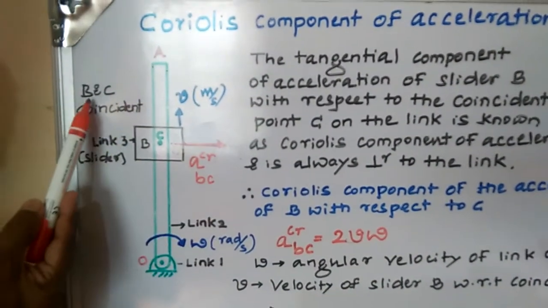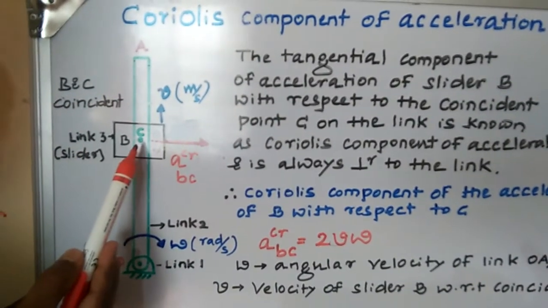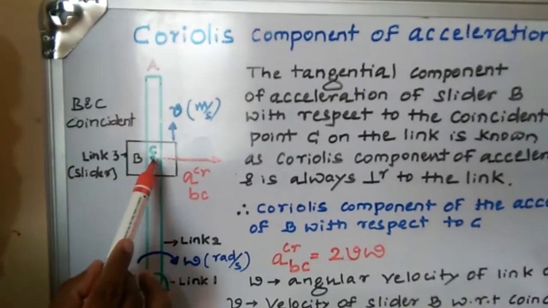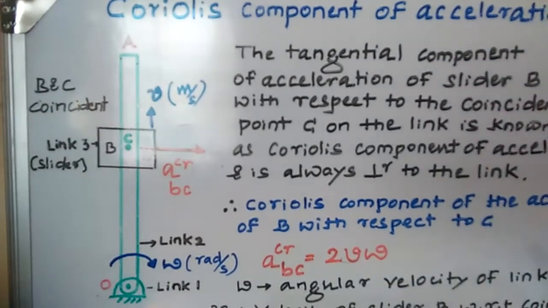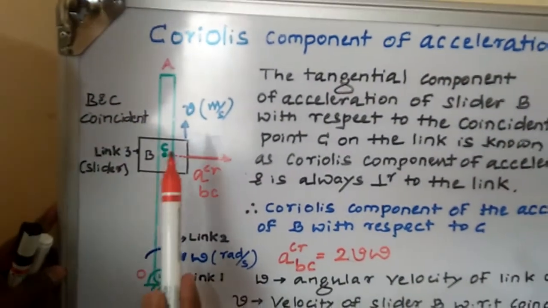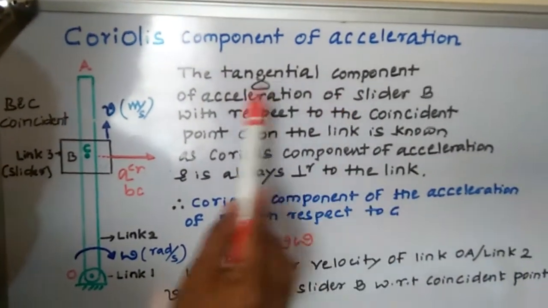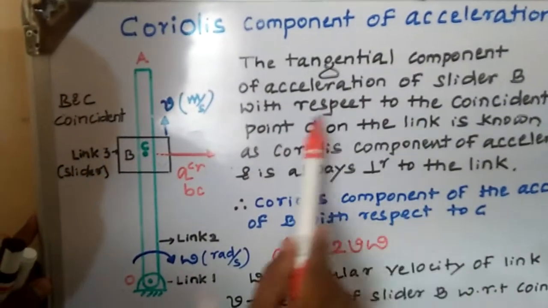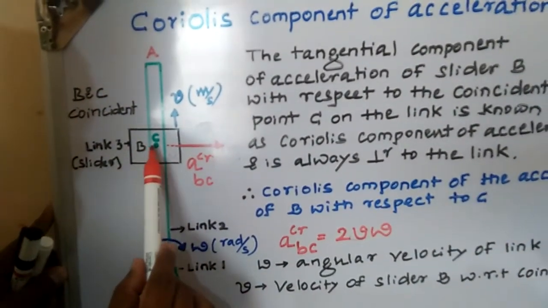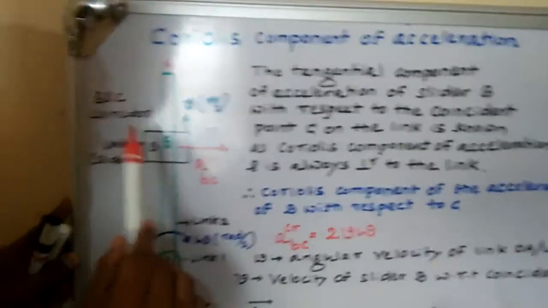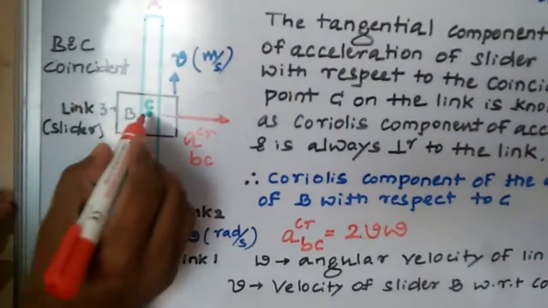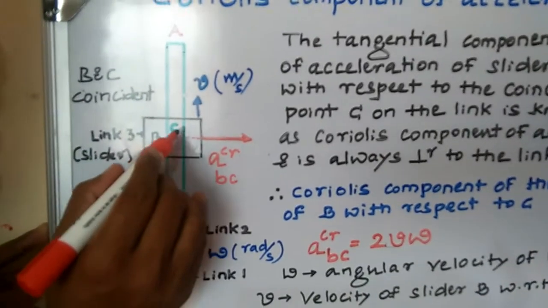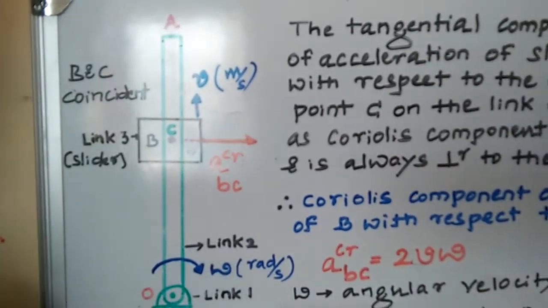At the same time, B and C are the coincident points. B is on the slider, C is on the lever, that is link 2. The tangential component of acceleration of slider B with respect to coincident point C: B and C are the coincident point only, but in this figure I have written them separately here, but B and C should be here only. B is a point of this slider, C is a point of link 2.